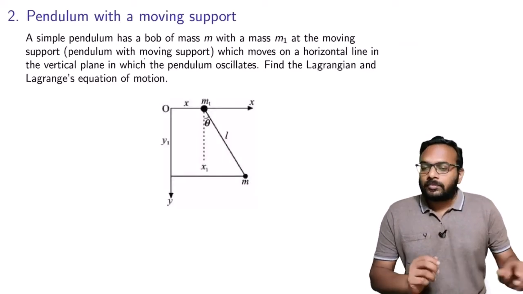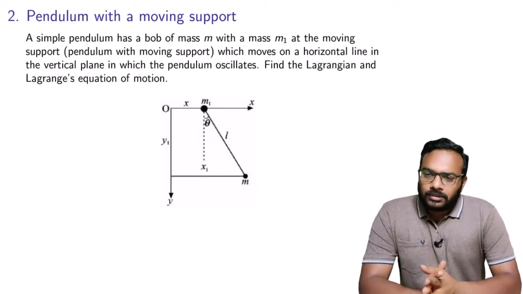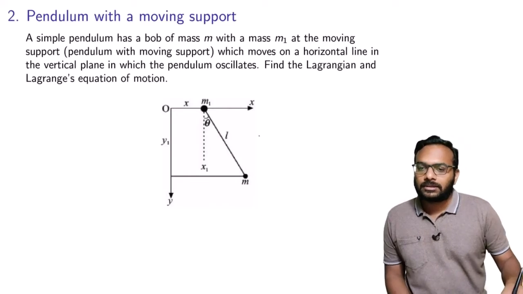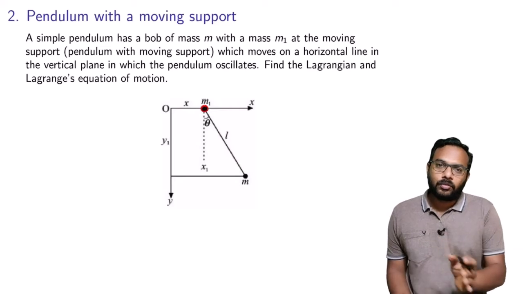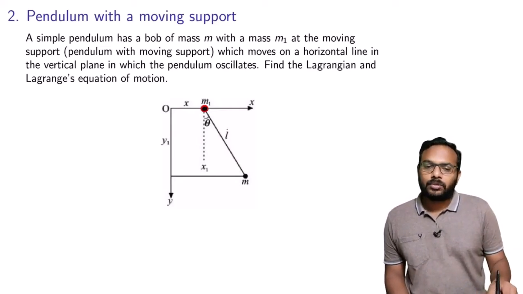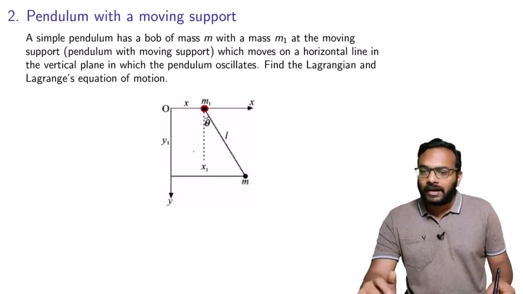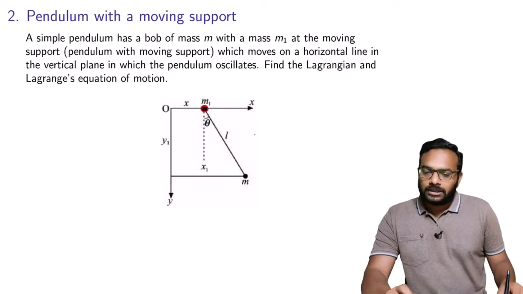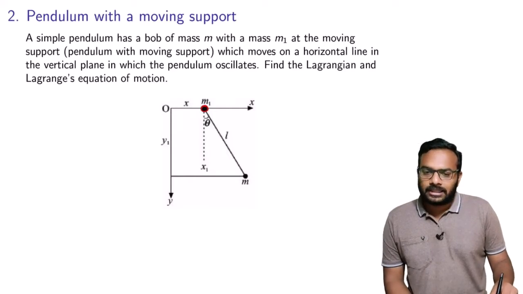Now, here's the next problem. It's a pendulum with a moving support. So the problem is given like this. A simple pendulum has a bob of mass m with a mass m1 at the moving support. So there's the pendulum support here, and it's allowed to move along the x-axis. So it moves on a horizontal line in the vertical plane in which the pendulum oscillates. Find the Lagrangian and the Lagrange's equations of motion. Now how do we do this? We have to be careful here. This is a pendulum with moving support, and we have got two masses here.